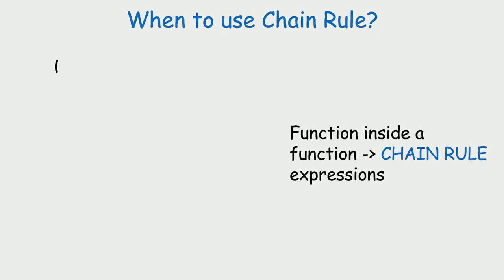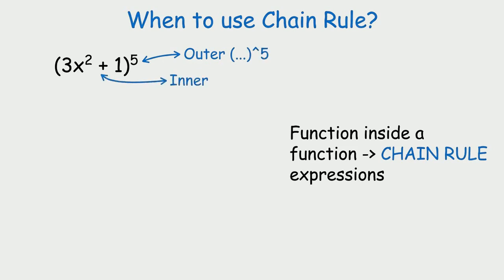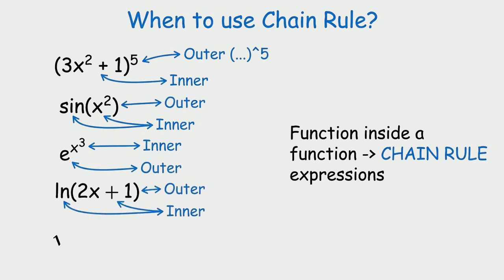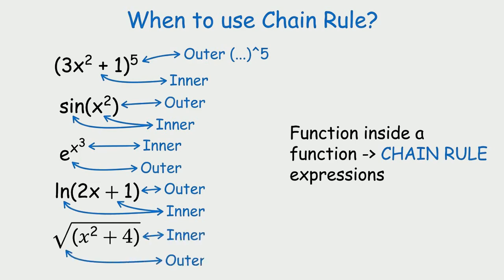So when do you use the chain rule? Anytime you're differentiating a function that's nested. If you see something like (3x² + 1)^5, or sine of x², or e^(x³), or ln of (2x + 1), or the square root of (x² + 4), that's a function inside another function. You need the chain rule. Let's go through a few examples to see it in action.